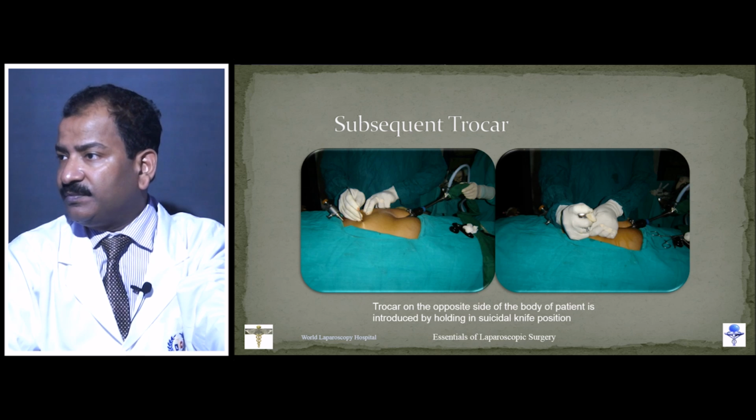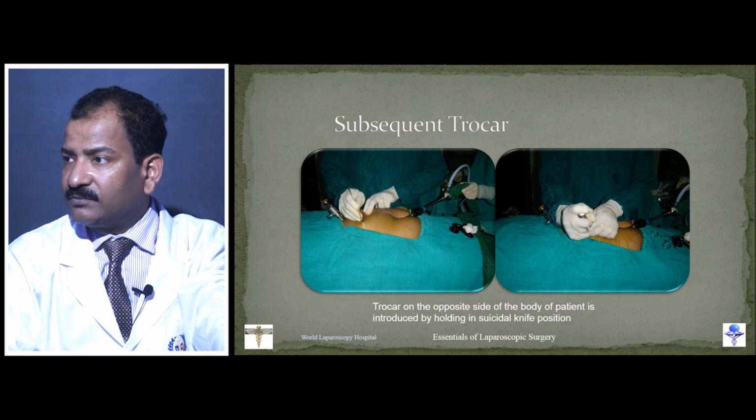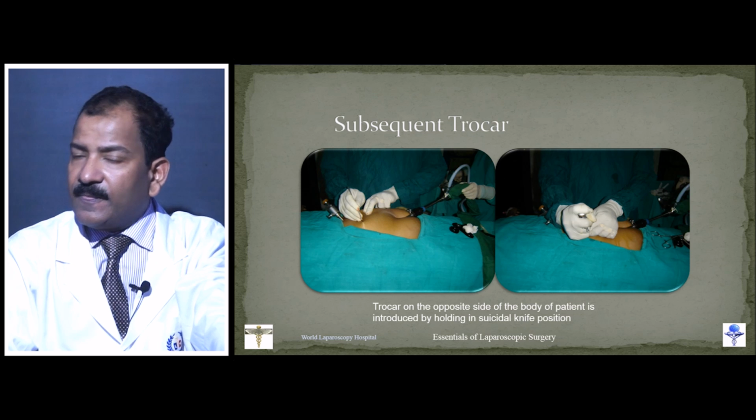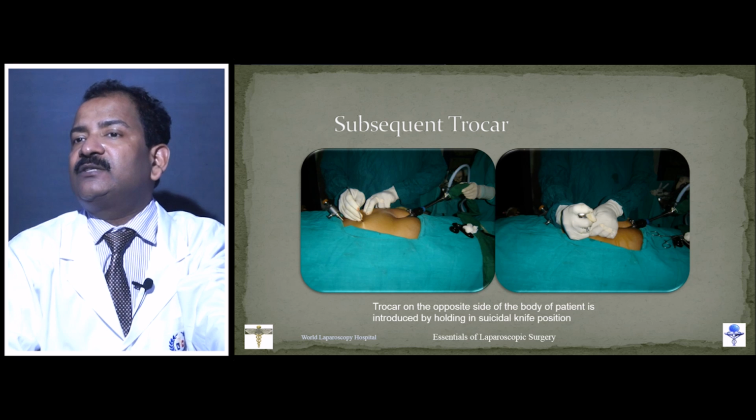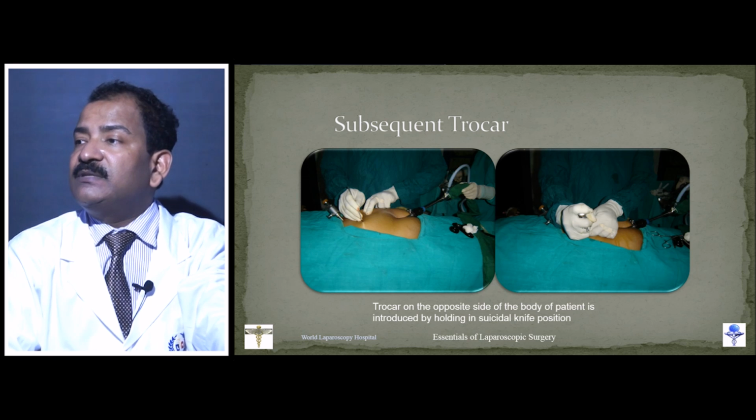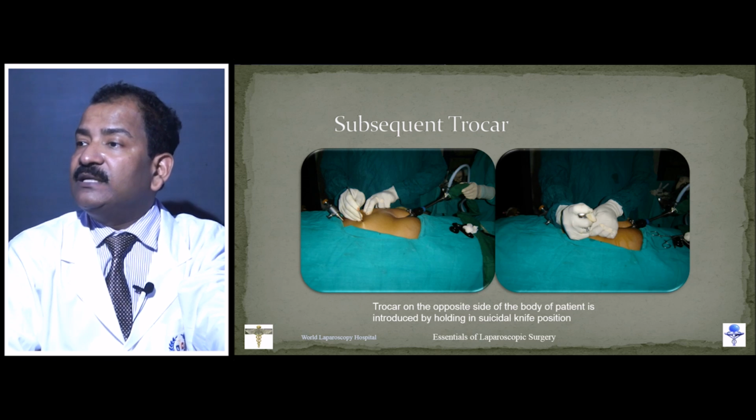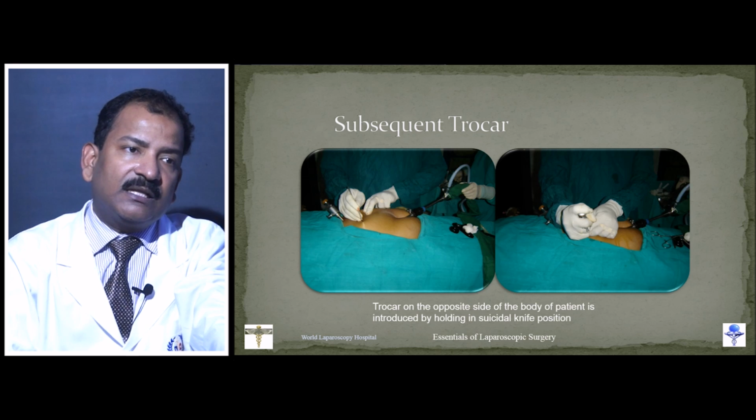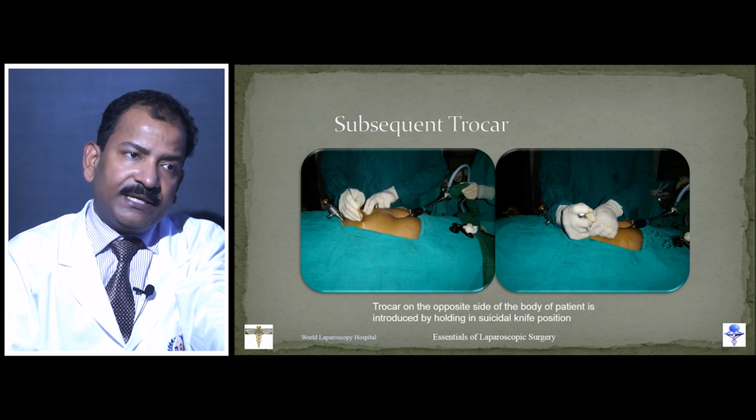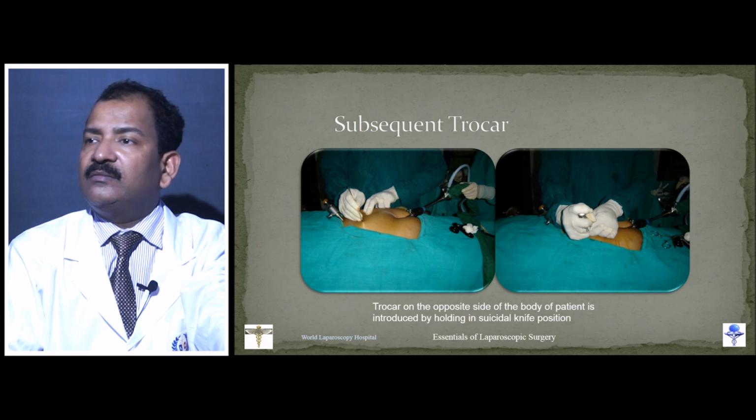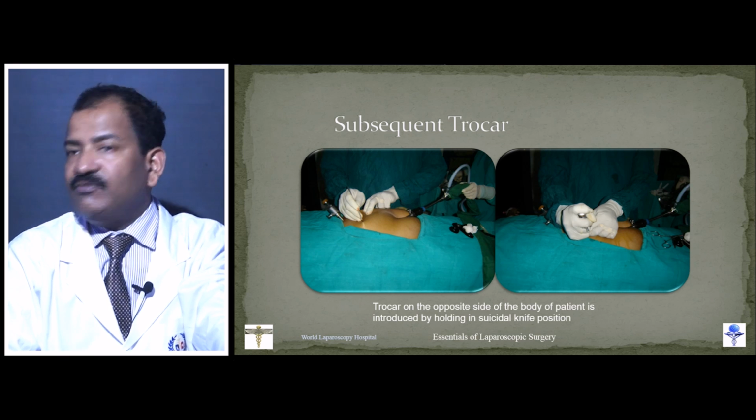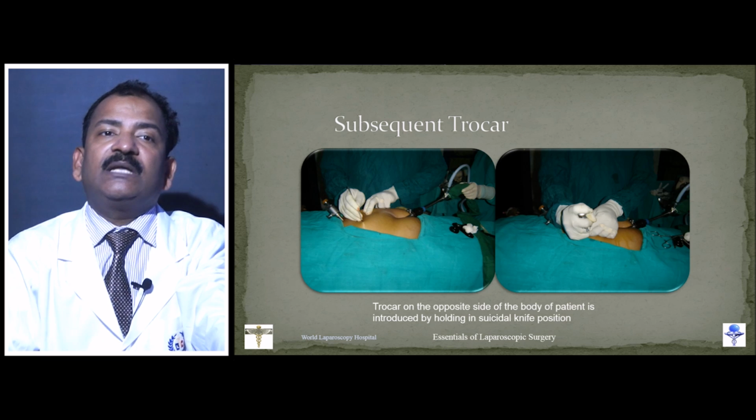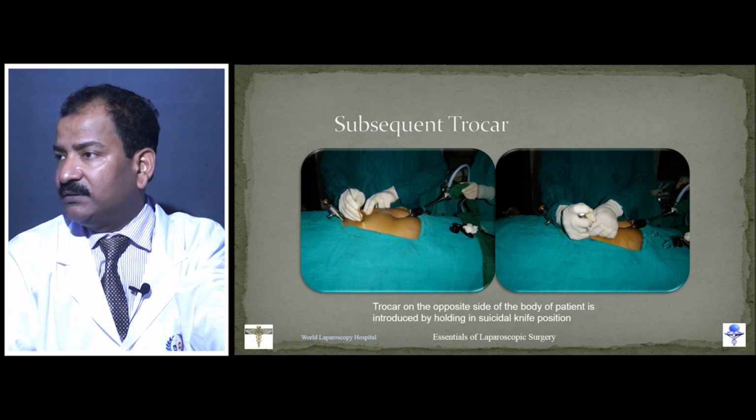Others say that the ascending branch of the deep circumflex iliac artery should be considered, as it sometimes causes troublesome bleeding. That is true. So for that, people say the port should be 3 centimeter medial to the anterior superior iliac spine, not more than that, but generally we do not recommend it. Do you know why? Because it is never fixed.